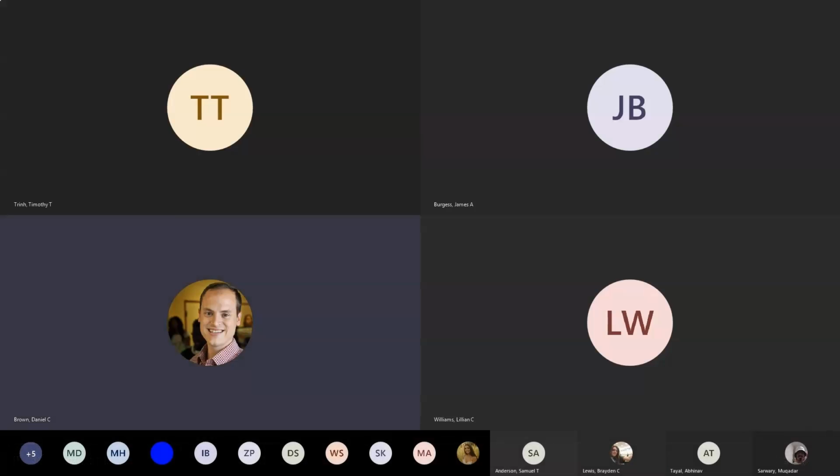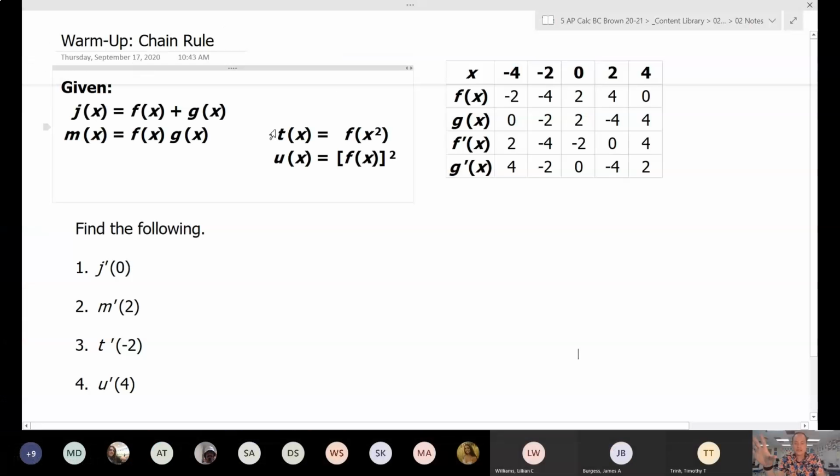And all of these functions are defined as some sort of relationship with f and g, or maybe just one of those. And I've also given you a table of values of f and g at certain x values and the derivatives of f and g at certain x values. Again, the AP exam uses these types of questions to test students' knowledge of, do you recognize when to use a certain rule and can you use it correctly?